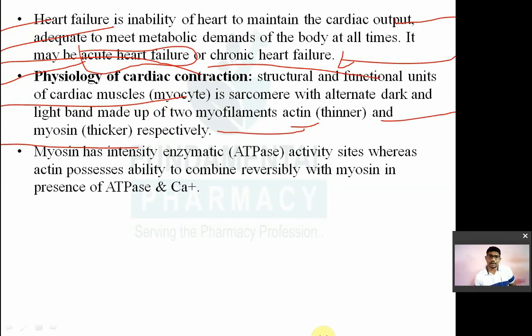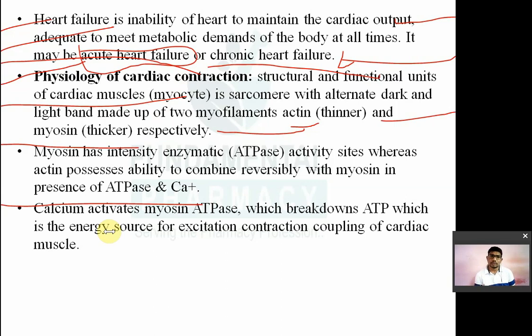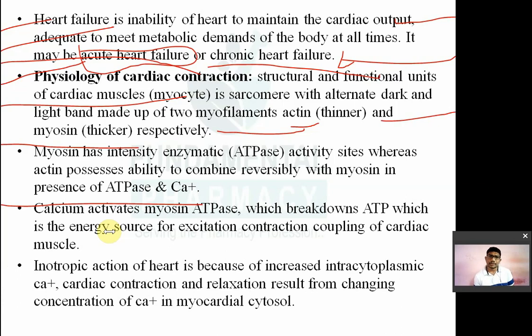When actin combines with the myosin, at that time there is a contraction of your muscle. Calcium activates the myosin ATPase. Who activates the myosin ATPase? Calcium ion activates the myosin ATPase. So there must be free calcium inside the cardiac cell to cause the contraction. Okay. So calcium activates the myosin ATPase, which breaks down the ATP. That is the supply of energy for the contraction. Okay. Inotropic action means contraction of your myocardial cell or myocardial muscle.